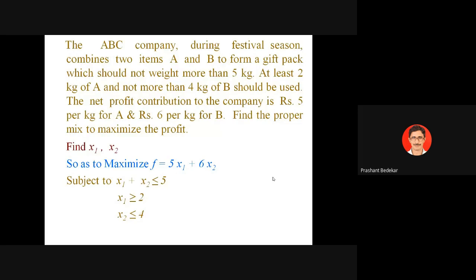I have formulated the problem in that particular fashion. Find x1, x2 so as to maximize 5x1 plus 6x2 subject to x1 plus x2 less than or equal to 5, x1 greater than or equal to 2, x2 less than or equal to 4.